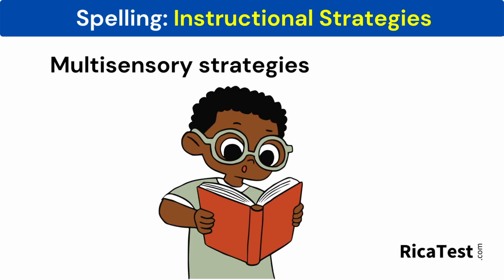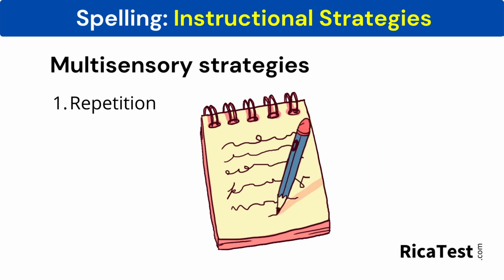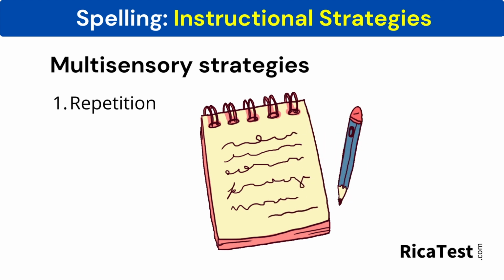RICA test scores improve when examinees use multisensory strategies to teach. In this next set of slides, you will learn ways to use multisensory strategies to help children spell multisyllabic words. To provide a spelling lesson that will help students remember the spelling, one way is to allow the children to look at a word and write it multiple times.